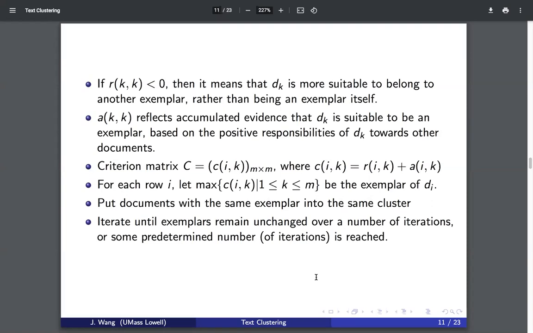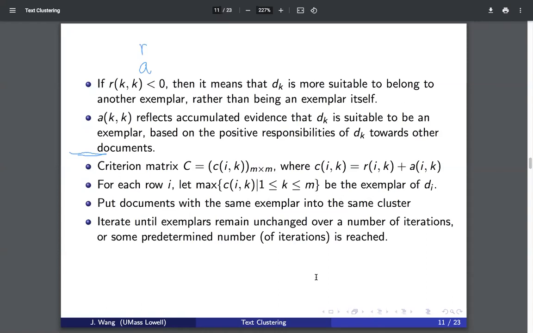Now, continue on. If the diagonal after one iteration is less than zero, that means that DK is more suitable to belong to another exemplar. Which means that this DK should now belong to DI, rather than being the assembler itself. So in other words, we choose another assembler. And then AKK reflects accumulated evidence that DK is suitable to be an assembler, based on positive responsibility of DK. Now, at the beginning, this is R and A. May not be as intuitive as k means, but after that we're going to use an example to go through this, so then you will have a better idea.